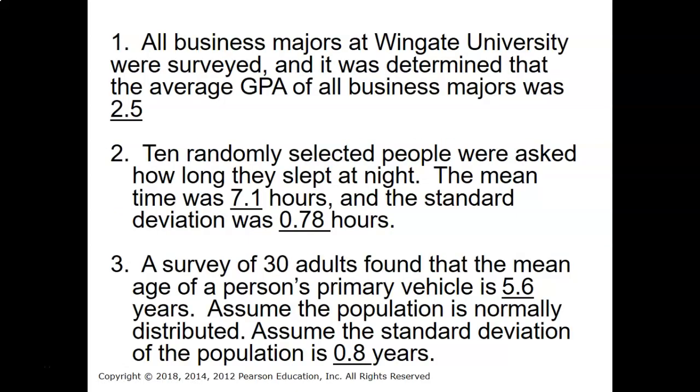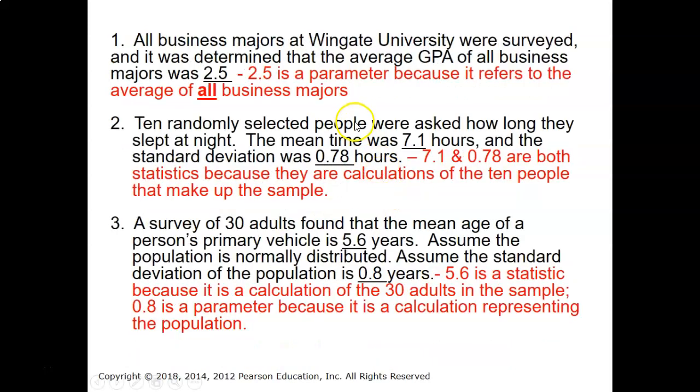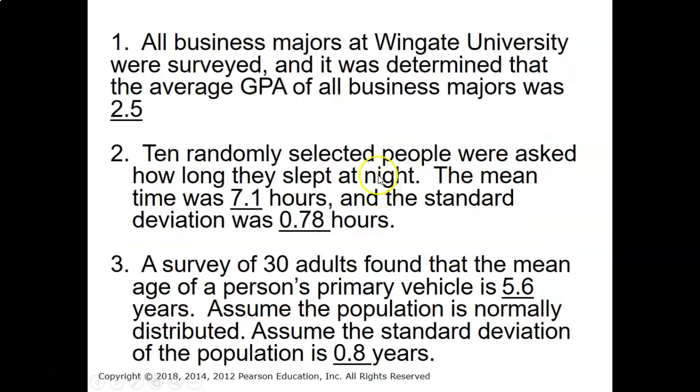Okay, so here's a couple examples I'd like for you to take a look at. We're going to do the first one together, and then I'll let you have some time to look at the others. So the first one, all business majors at Wingate University were surveyed, and it was determined that the average GPA of all business majors was 2.5. So when we look at 2.5, 2.5 is the average of all business majors. The fact that it's coming from all business majors tells me that that would be a parameter instead of a statistic. So take a look at these underlined values for just a minute and determine whether the underlined values would be parameters or statistics.